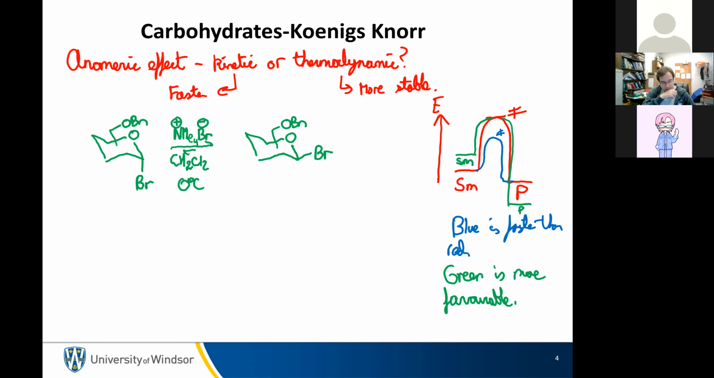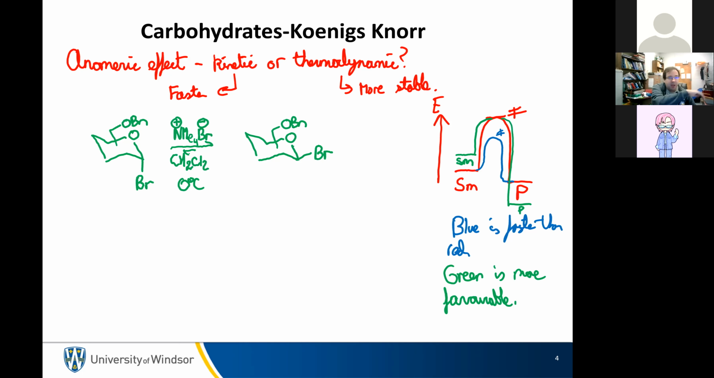I don't know if there was an answer there, Ronaz. I just heard, alpha is the kinetic. Yeah. And beta is thermodynamic. Right. So the anomeric effect favors kinetics.